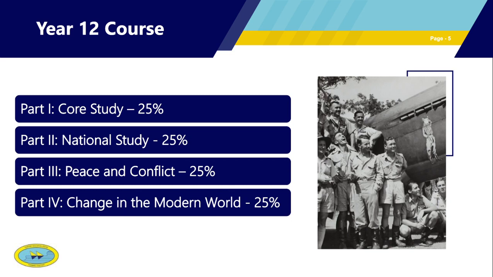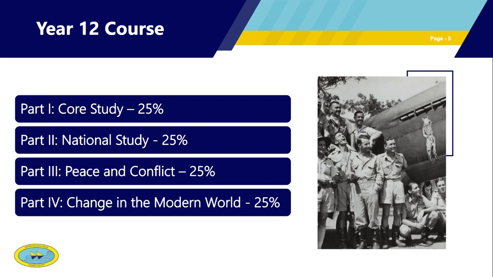Part 3 is peace and conflict. So peace and conflict is another topic geared around World War II, and we'll look at conflict in the Pacific region. So of course, again, we're still talking about the United States, Pearl Harbor, talking about Japan, but also Australia. All right, so World War II and the different things that occurred in the Pacific area and the implications on those countries. And then the final topic is change in the modern world.